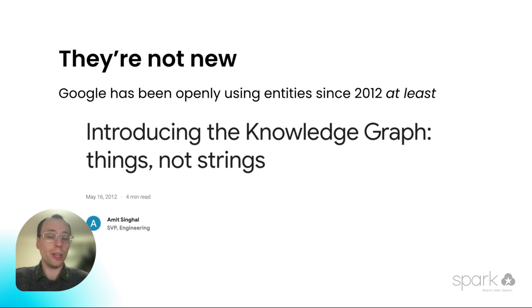This approach is not new. This article here is from 2012, and it's often pointed to as the start of when Google began pushing for entity search over keyword search. And the way Google has been defining entities or things is by building a knowledge graph.